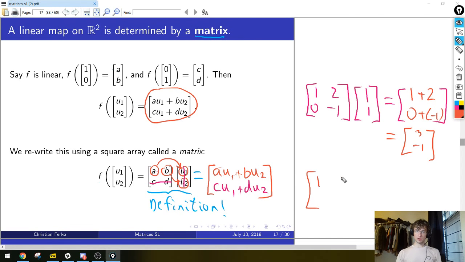So 1, 1, 1, 0 times 1, 0. So again, top and bottom, when I do this procedure, what do I get?